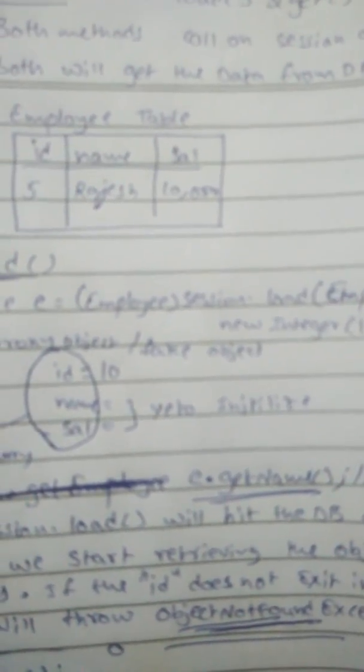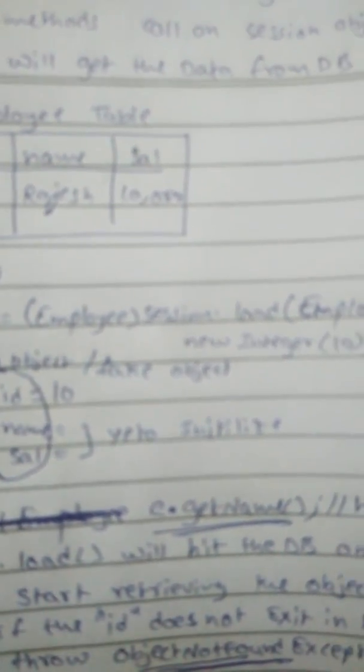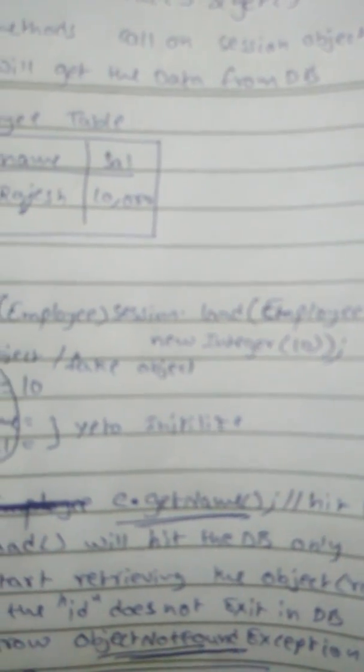Suppose consider a table which consists of ID, name and salary, and it contains only one row, like ID is 5, name is Rajesh and salary is 10k. Now how will the load method be called? So, with Employee typecasting we are doing session.load(Employee.class, new Integer(10)).